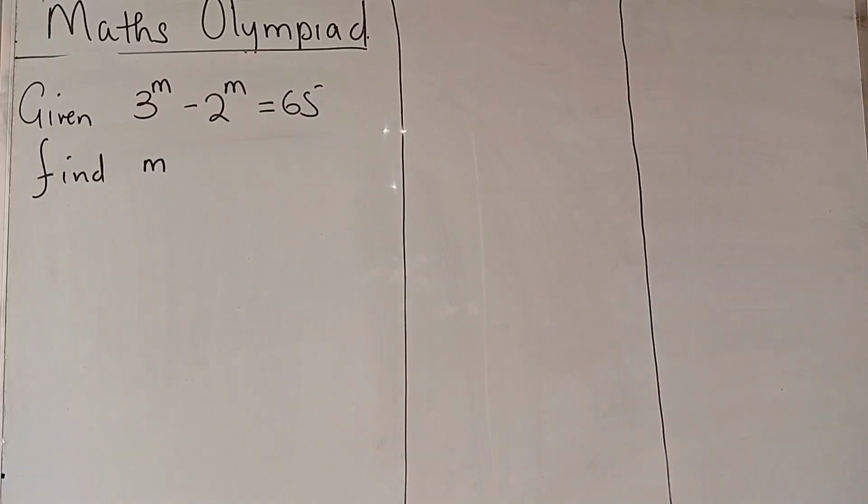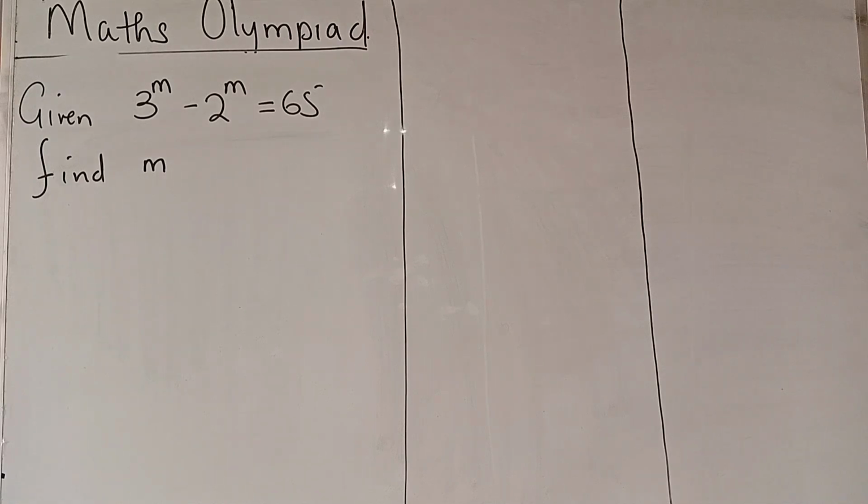Questions that I found in one of the Olympiads that we attended, in which they were saying, given that 3 to the power m minus 2 to the power m is equals to 65, find the value of m. So working with such a question is a bit difficult when it's like this. So I try to think what can I do so that I can make my life easier solving this equation.